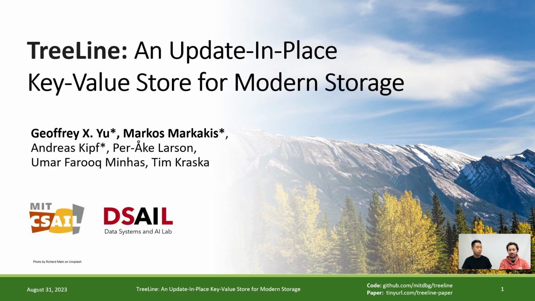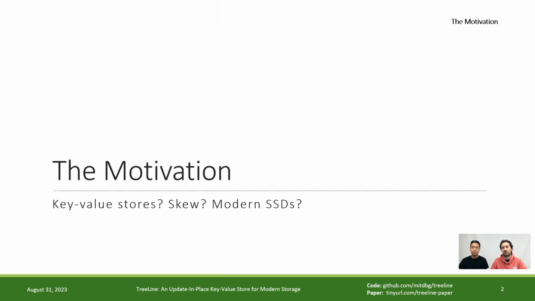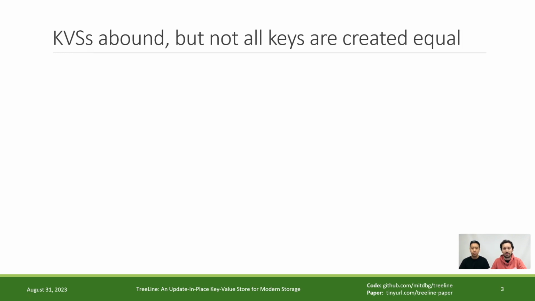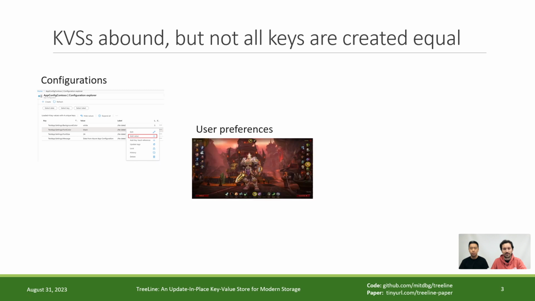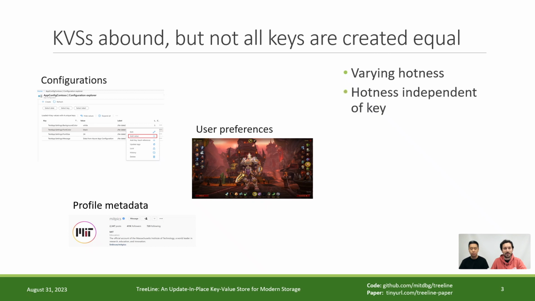So let's get started. We'll begin with some motivation about what led us to pursue this project. The overall idea is that key-value stores abound in today's context, but not all keys are created equal. Main applications that use key-value stores online are things like storing configurations, storing user preferences, or storing profile metadata for applications like social media. However, in all these domains, you see keys of varying hotness, where the hotness itself is independent of the key value. So it's not like a timestamp where the most recent keys are the hot ones.